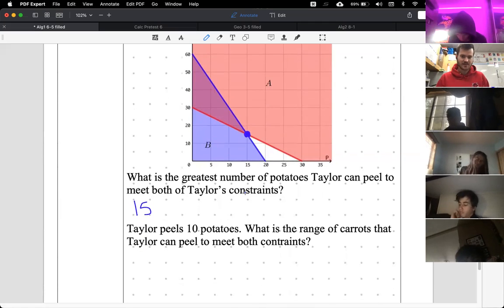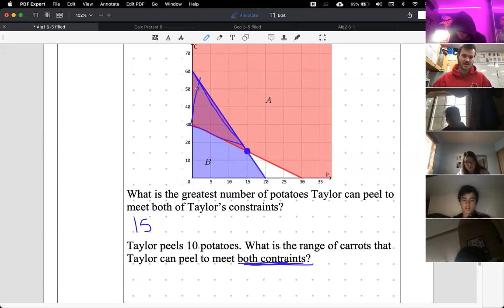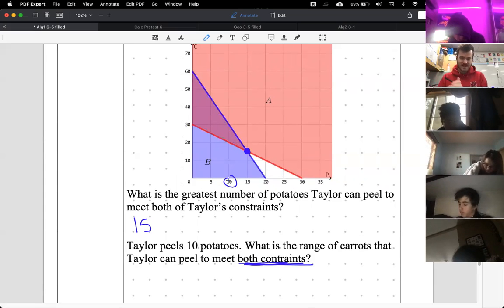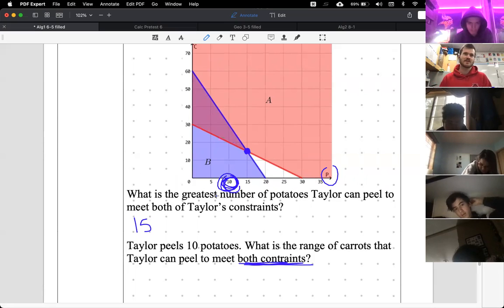So Taylor peels 10 potatoes. Just know that. What is the range of carrots that Taylor can peel to meet both constraints? Again, to meet both constraints means I am in the double shaded region. So I'm in that double shaded region, and I know for a fact Taylor has peeled 10 potatoes. So again, 10 on this potato axis. I am at 10 potatoes. What is the range of carrots that Taylor can peel? Between what and what?